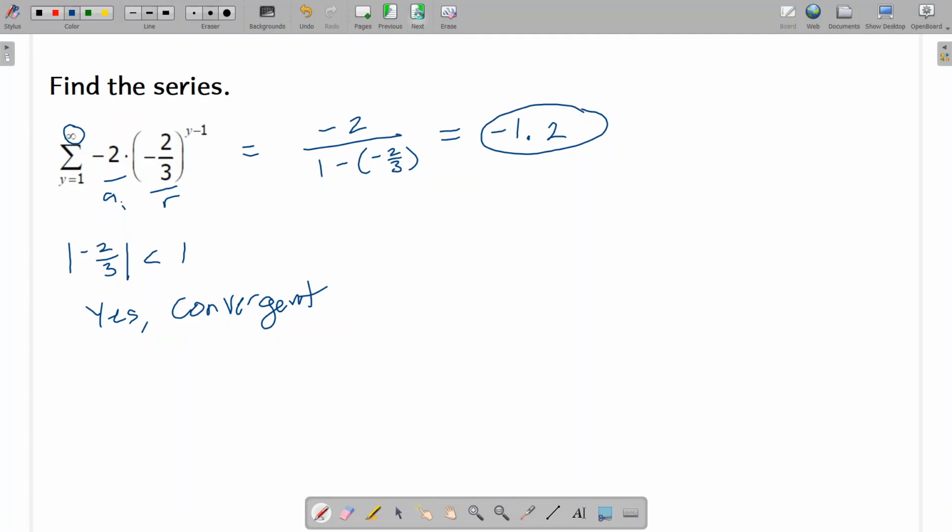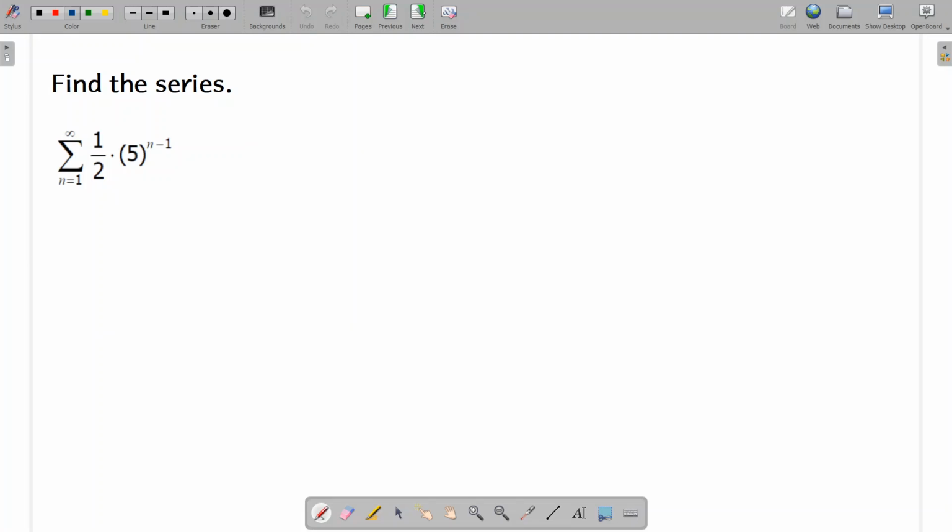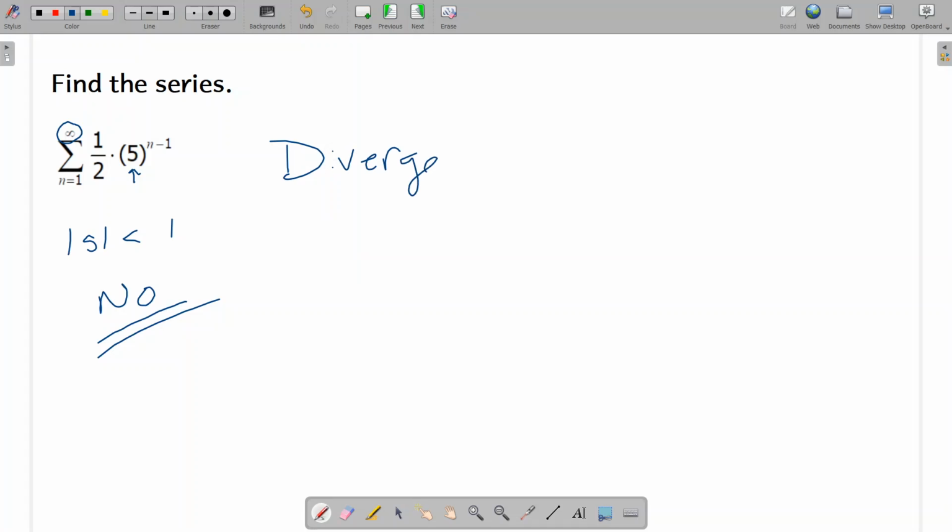So let's take a look at two more here. Another infinite geometric series. What I notice is that R value is not less than 1. So that tells us that this series is divergent, and we can't calculate the sum. It's not going to converge to a specific value necessarily.